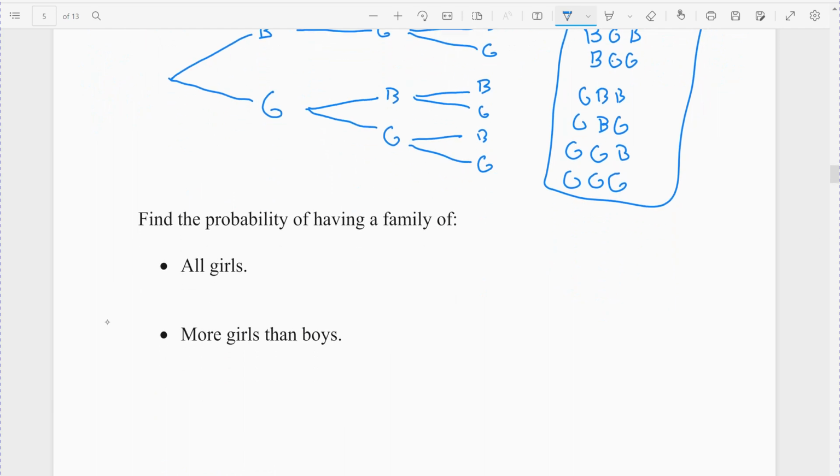All right, so find the probability of having a family of all girls. Well, all girls was the very last outcome, right? It was 1 shot out of 8. 1 out of 8, which is 0.125 or 12.5%.